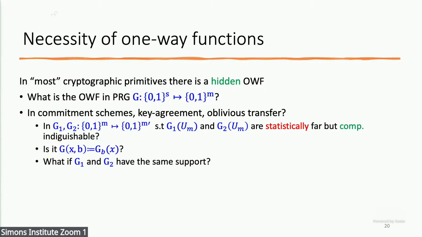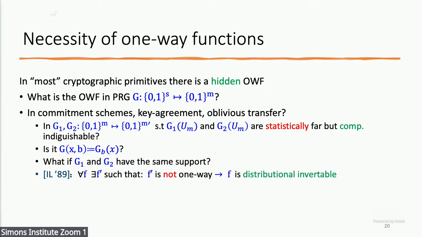And is it true that if it's not one-way, then you can distinguish between G0 and G1? Not really. If you have separate supports, you take the output, you invert, and then you find out whether it's coming from G0 or G1. But if you have the same support, then the inverter's answer is useless. It might always answer G1, because we have the same support. They're statistically far, but have the same support.